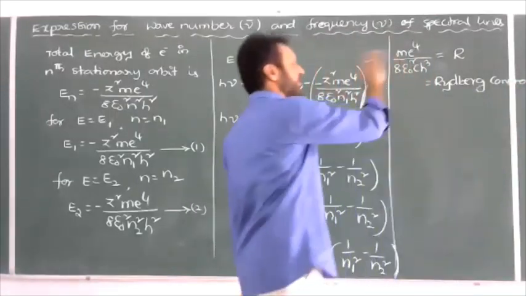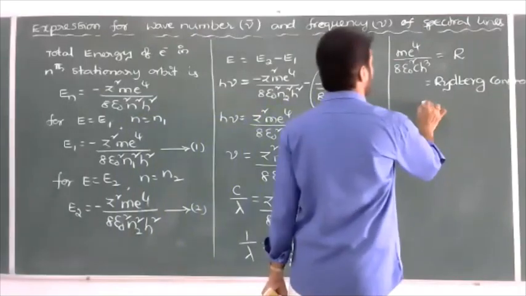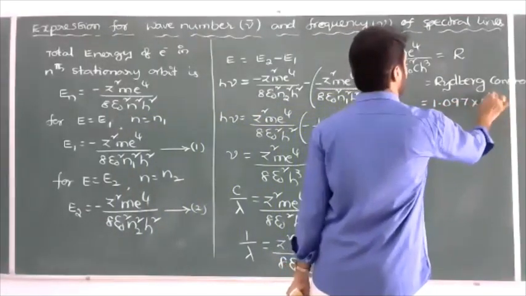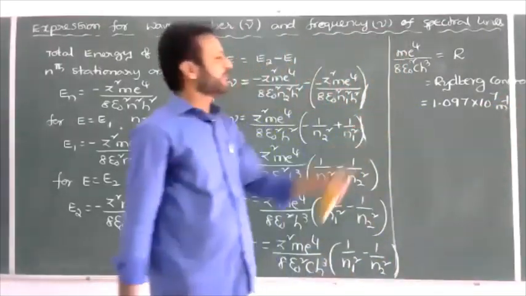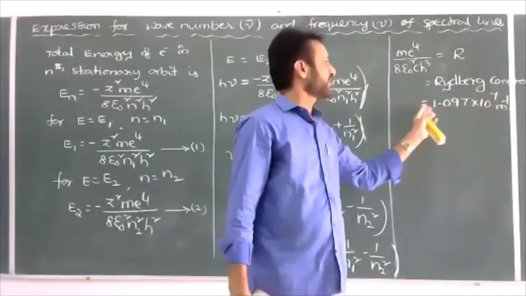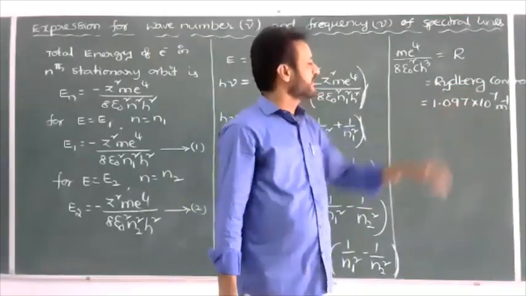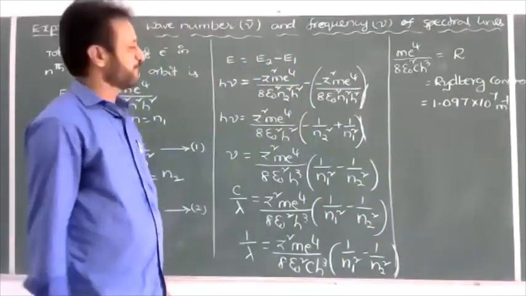And if you substitute all the values and calculate here, we'll get one value: 1.097 into 10 to the power of 7 per meter, or meter inverse. Without the 7 you may write the full value also, 1.096 something, or if you round off, 1.097 into 10 to the power of 7 per meter. That is the Rydberg constant.